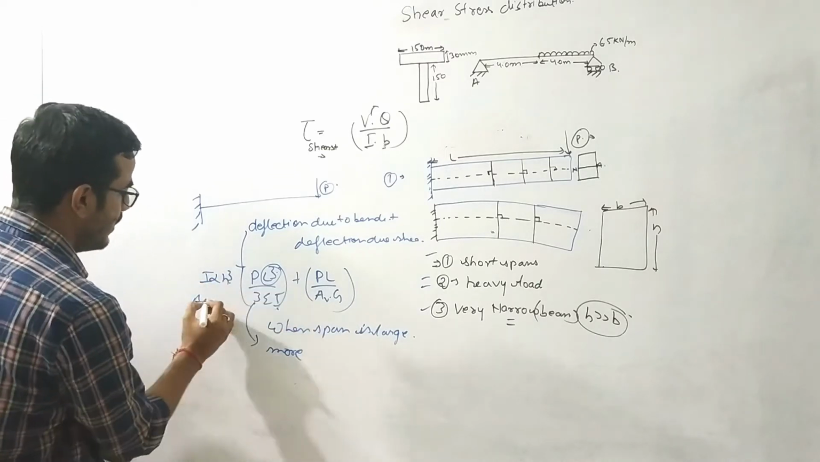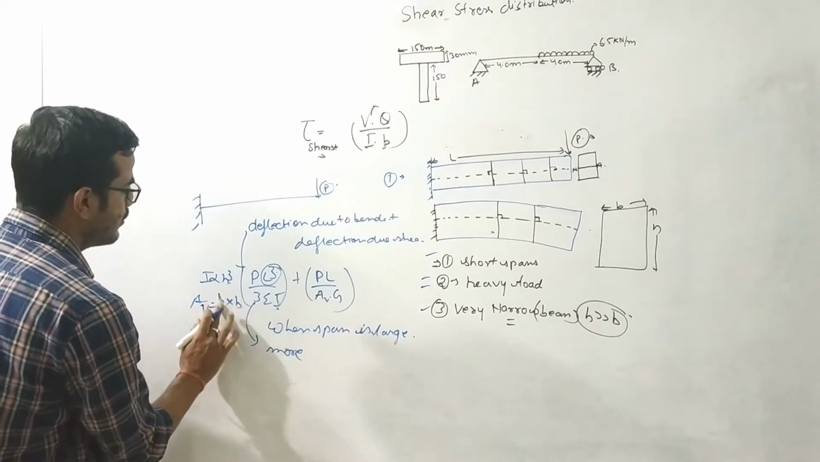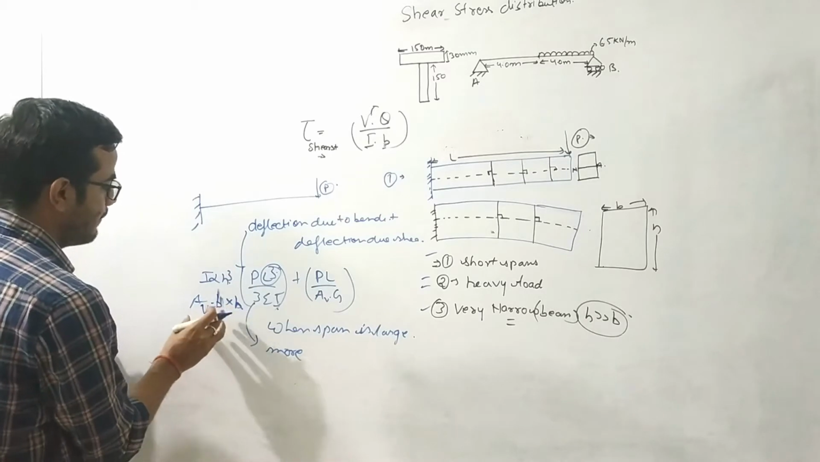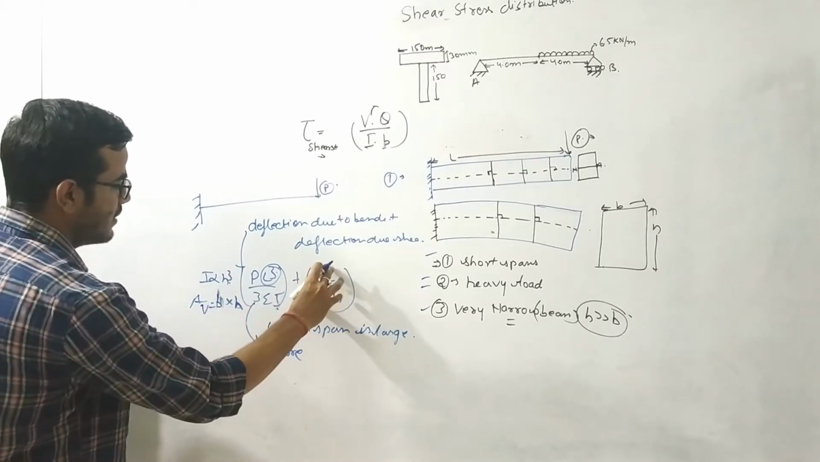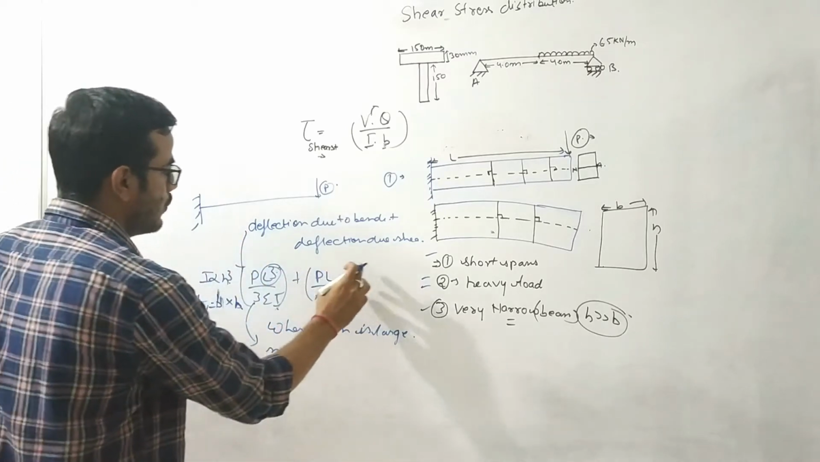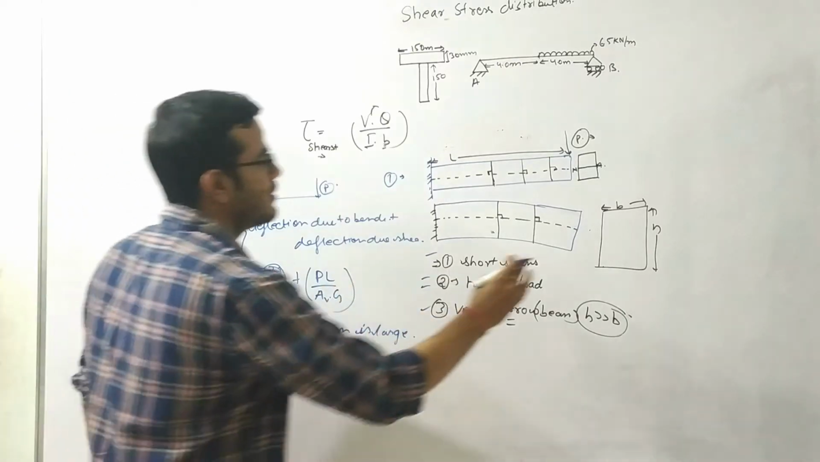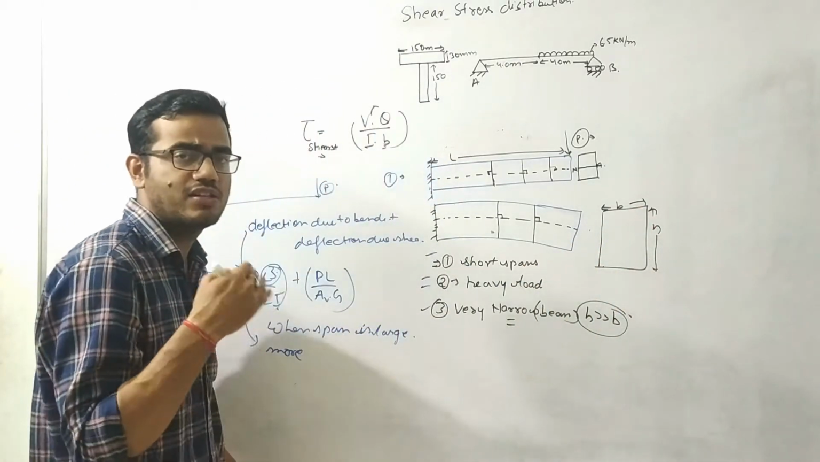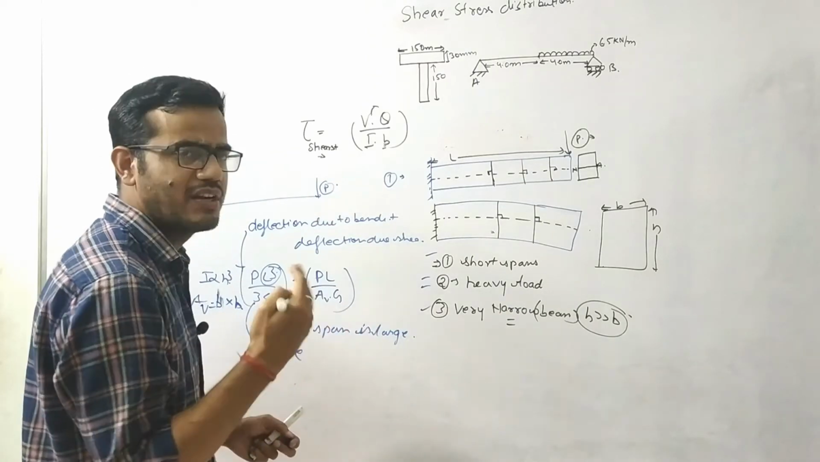And here A_v is what? Nothing but b into h. Basically it is a reduced cross-section area, but we can write it as b into h. So here you can see that this deflection is directly proportional to 1 upon h, and this term is 1 upon h cube. So if I'm increasing the depth of this beam, then the shear deflection phenomena will dominate and have a significant contribution.